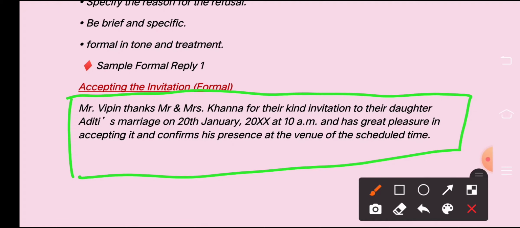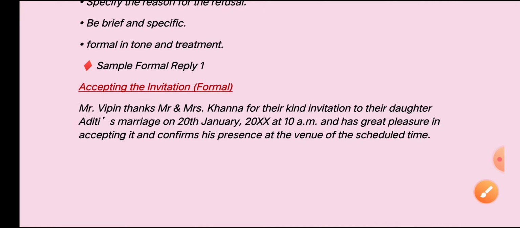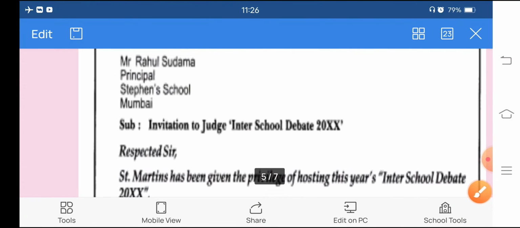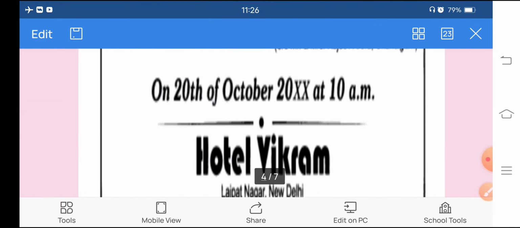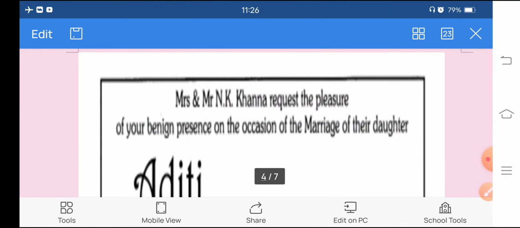So what I am trying to say, that we discussed, this is the acceptance of the formal reply I have written for you, and earlier we have discussed, let's see, I will show you the card. This I have written for this marriage wedding card, where Mr. and Mrs. N.K. Khanna are the hosts. And what is the occasion? The occasion is the marriage of their daughter, and the name of the daughter is Aditi.